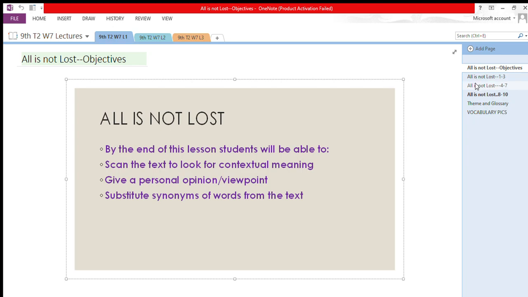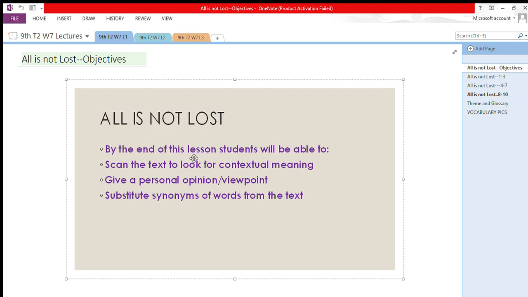Today we are going to start a new lesson and the title of the lesson is All is Not Lost. The title is very interesting and it arouses curiosity about what is not lost. So we'll see what happens in the lesson.